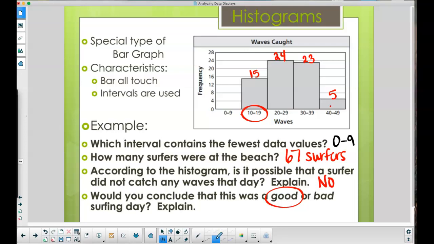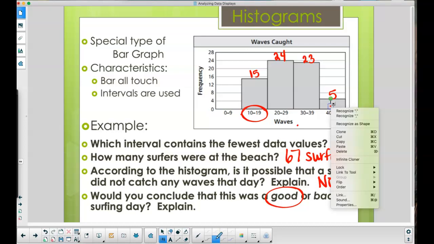Because 39 is here in this column. I don't know how many of those 23 people got 39 waves. If I would have said 40 to 49, you can tell me that. Okay, that's 5. So just be careful with the numbers that they're asking for. Okay, let's look at the next one.